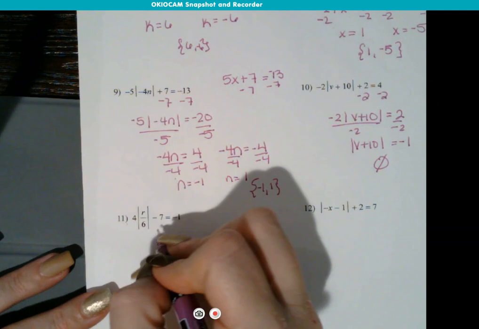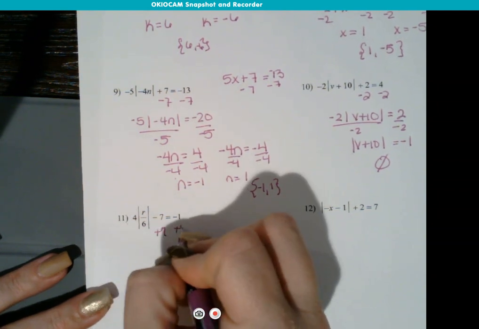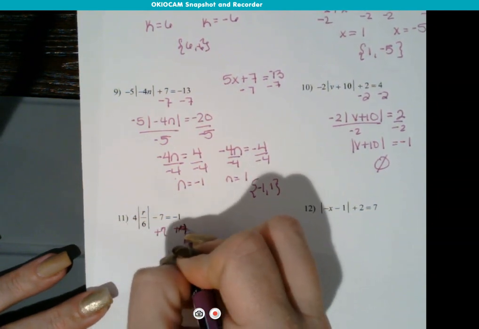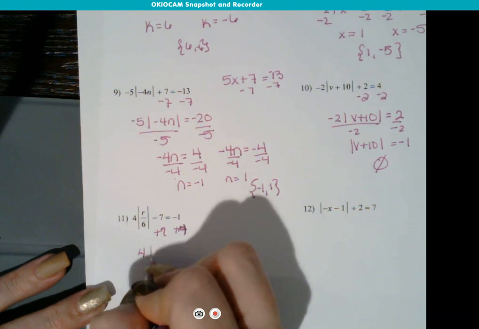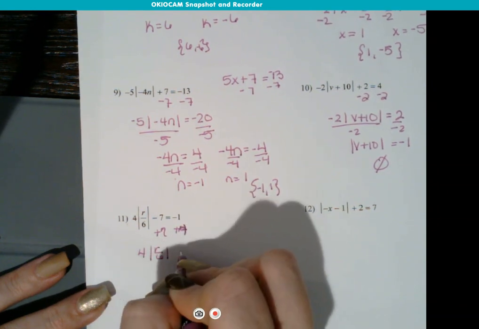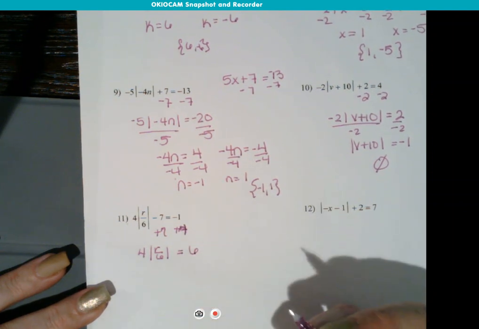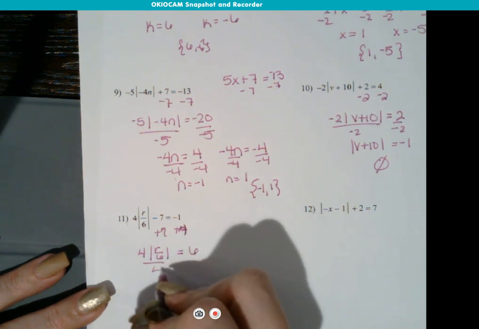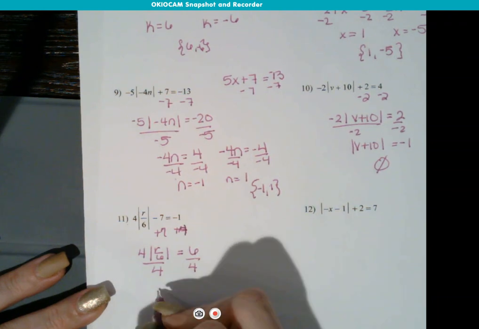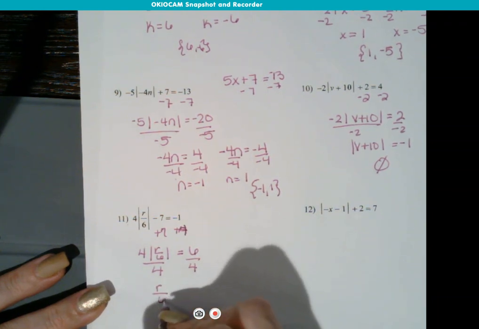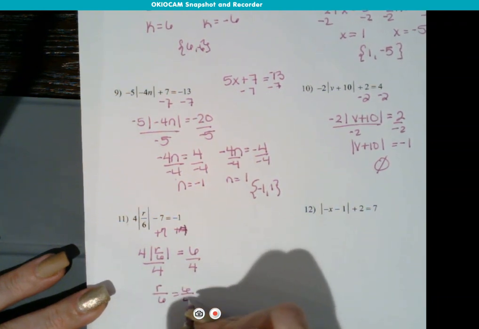Number 11. Plus 7. I don't know why I'm trying to write 8. Okay, so that's 4 times r over 6 equals negative 1 plus 7 is 6. Okay, this is going to be ugly, but anyway, divide by 4. So then this is going to be r over 6 equals 6 over 4.